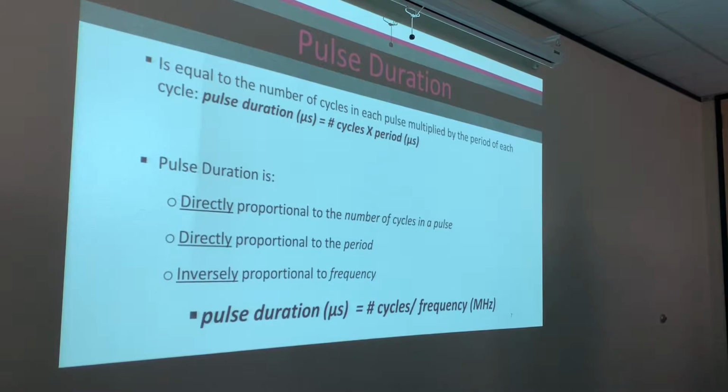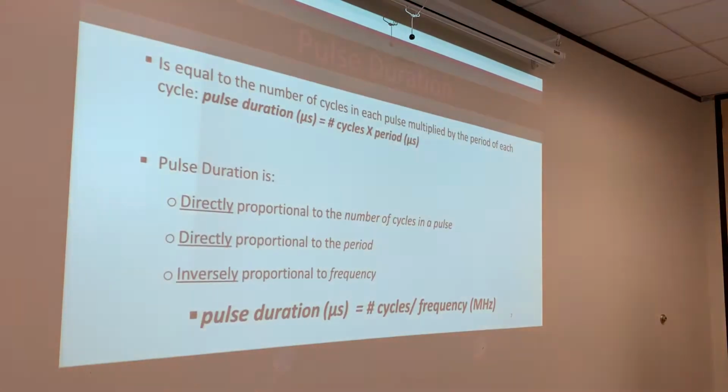It's also proportional to the period. If each cycle takes a longer time to be produced, that's also going to increase my pulse duration, the time of that pulse. So, let me draw an example up here, right here, guys.